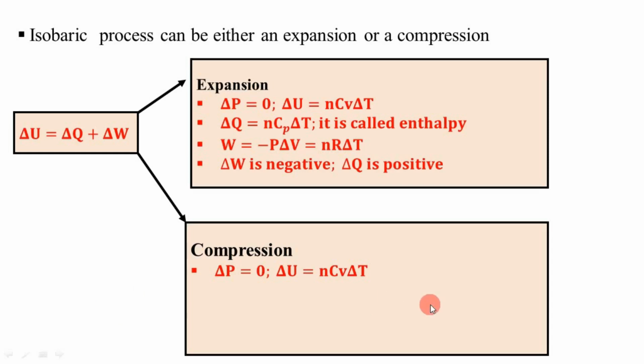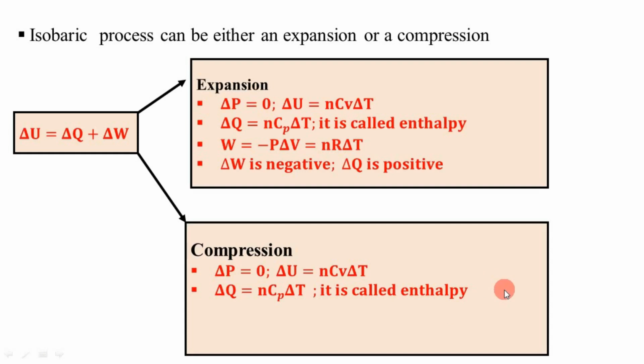Again, dQ, which is the heat, is equal to nCpdT. It is also called enthalpy. When you have the heat at constant pressure, it is called the enthalpy. We call it enthalpy, a specific term that we use when we are referring to heat at constant pressure.